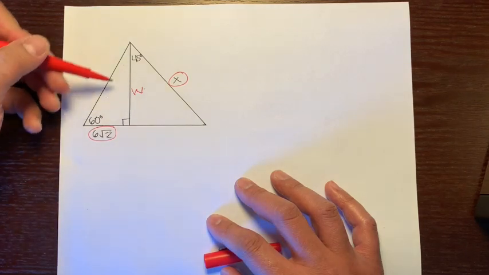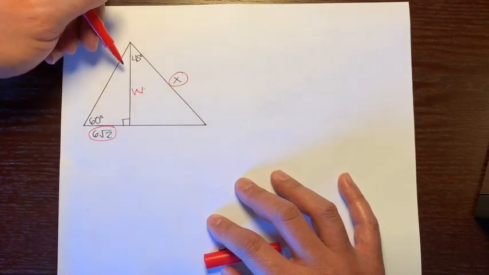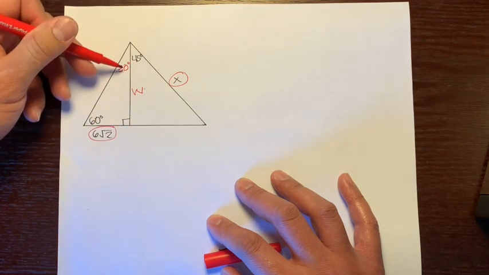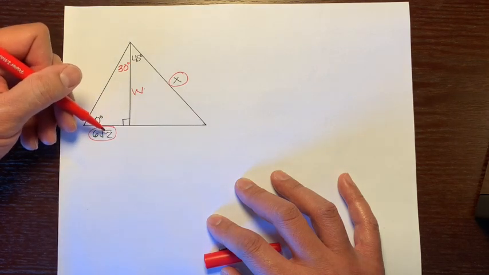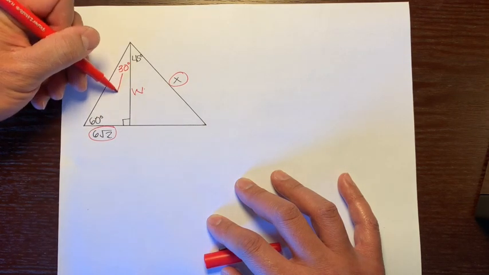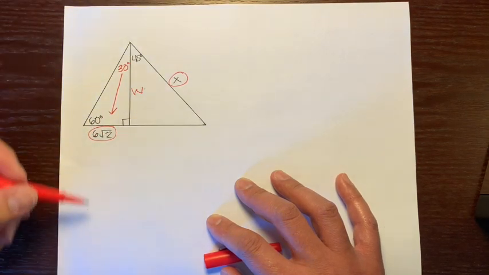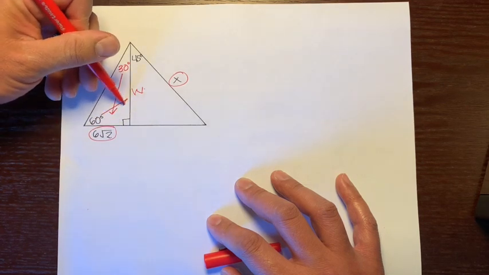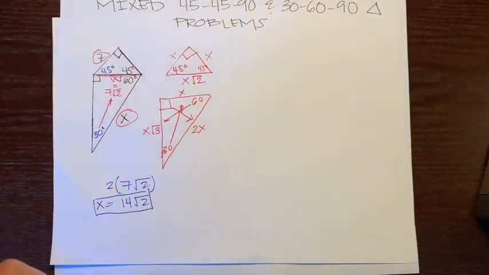Okay, so let's analyze this first triangle right here. This is a 30, 60, 90 triangle. So this angle has to be 30 again. Using triangle sum theorem, this has to be 30. So this 6 radical 2 is opposite the 30-degree angle, so this is the short side. And this W is opposite the 60-degree angle, so this is the middle side. So let's go back to this right here.